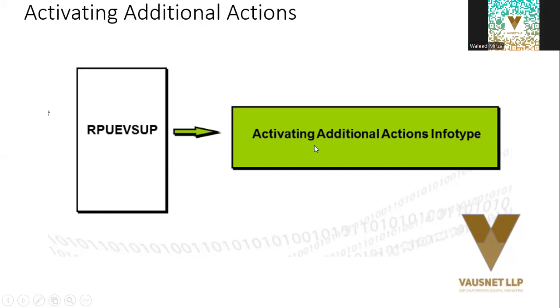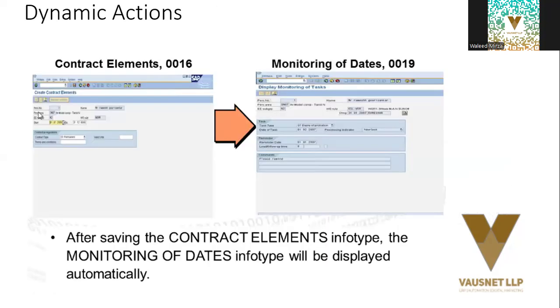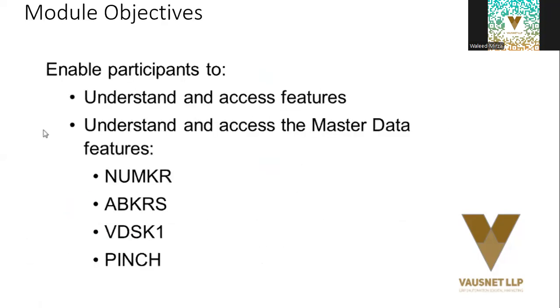And this activates the additional actions info type. Other actions are contract elements, monitoring of dates. When these are activated, the contract elements can be the duration and the terms and conditions of a contract that can be temporary for a contractual job. Monitoring of dates, yes, the dates are mentioned, are fixed for a contractual job, and these are then automatically displayed.